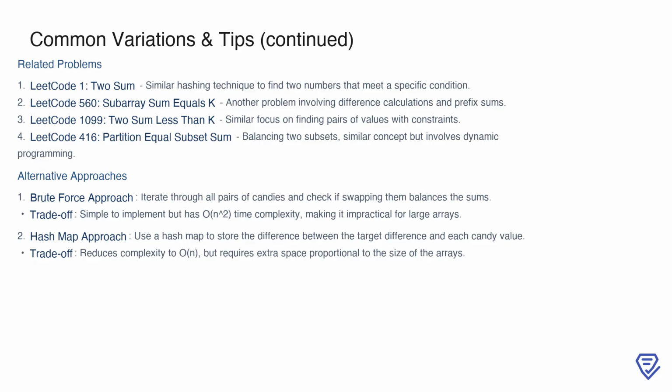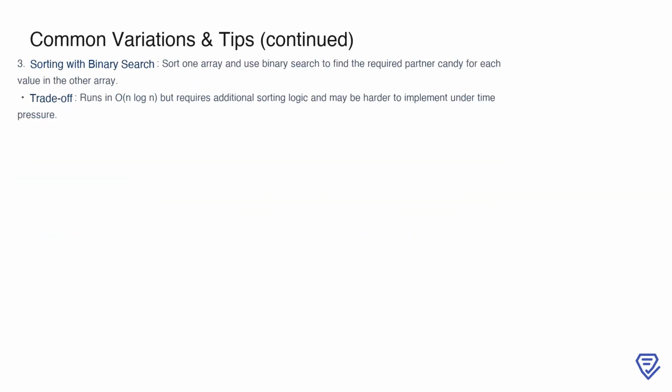However, this requires additional space proportional to the size of the arrays, so there's a trade-off between time and space efficiency. Another efficient option is sorting one of the arrays and using binary search to find the required partner candy for each value in the other array. This approach runs in n log n due to the sorting step, and it can be an excellent balance between time complexity and space usage. However, it does require additional sorting logic, which may be harder to implement under time pressure during an interview. Each of these approaches has its strengths and weaknesses, so it's important to choose the one that best fits the constraints of the problem while also considering your ability to execute it effectively.